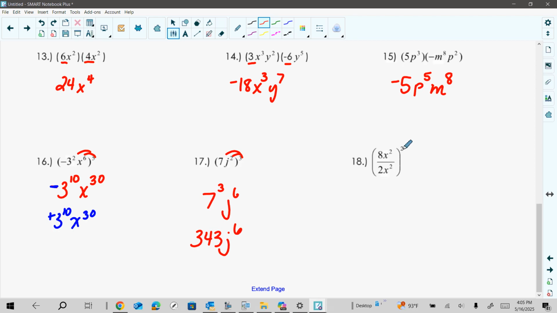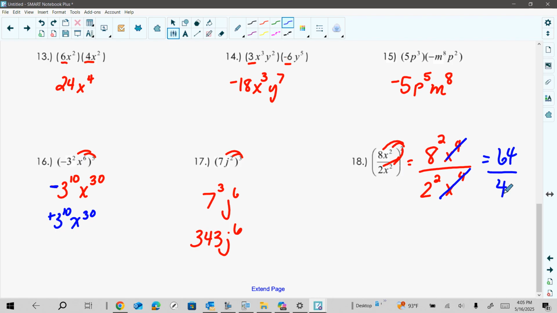Now, we have a power rule with the fraction. We have to raise the power to the top, the numerator, and the denominator. So this is 8 to the 2nd power, x to the 4th power, because you multiply the exponents, 2 times 2, and x to the 4th power. Now, I don't know if you notice these two are the same. They're going to cancel when we simplify. 8 to the 2nd power is 64, and 2 to the 2nd power is 4. And then we're just doing the 64 divided by 4, and so our answer is 16.